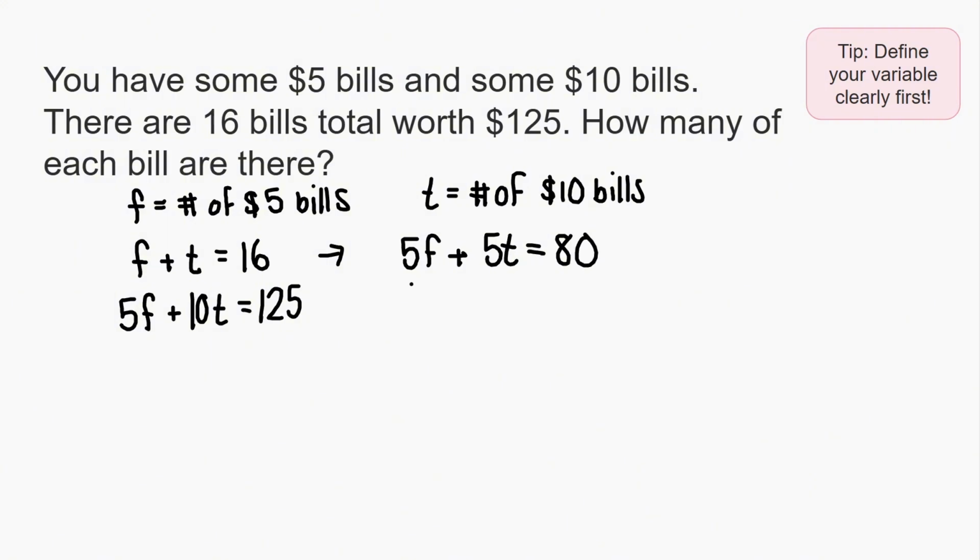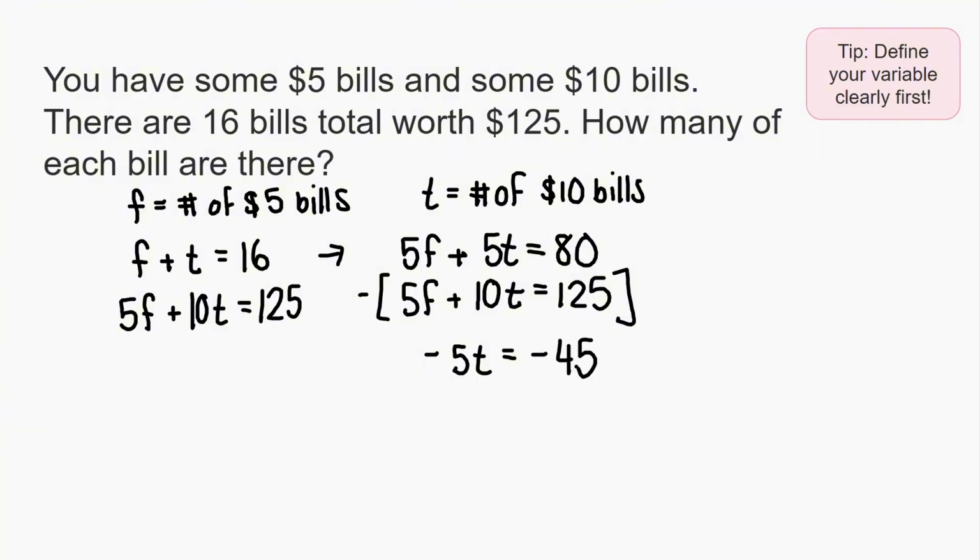So on the bottom, we'll have 5f plus 10t equals 125, which means if I subtract both of these equations from each other, I can get 5t minus 10t, which is negative 5t, is equal to 80 minus 125, which is negative 45. So we know that t is 9. So there's 9 $10 bills.